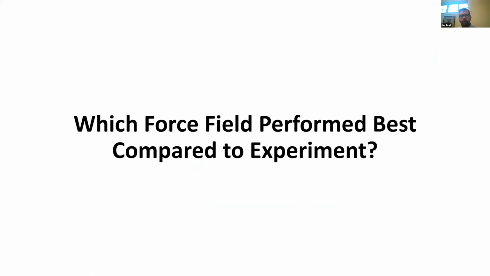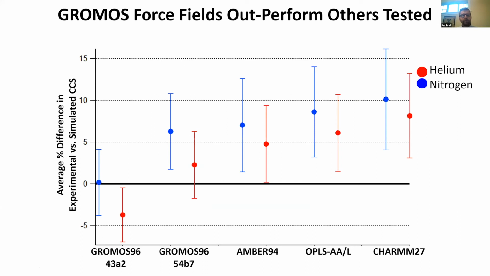So you might be wondering which of these is actually performing best as compared to experiment. Fortunately, with the 17 proteins we looked at, there was a clear winner, Gromos 43A2 in nitrogen especially, which is the buffer gas that most people are using nowadays to measure ion mobility for large protein complexes. We typically got 0% plus or minus 4% standard deviation away from the experimental values using this protocol. OPLS and CHARMM, I would point out, are considerably worse, and another Gromos force field also performed relatively well.